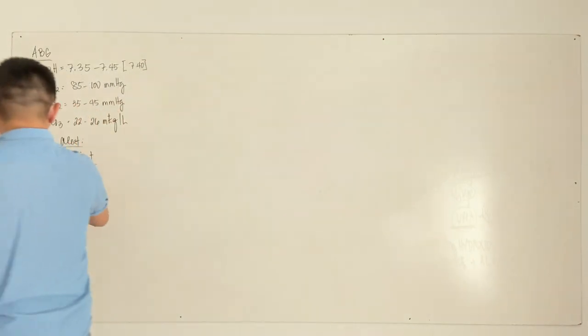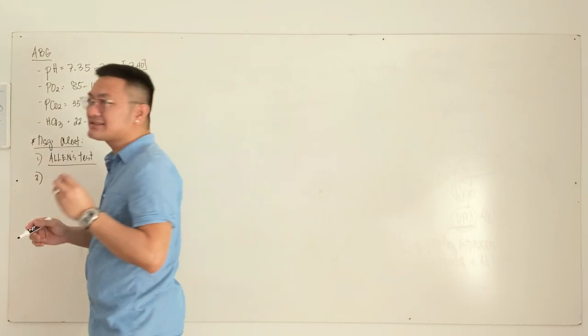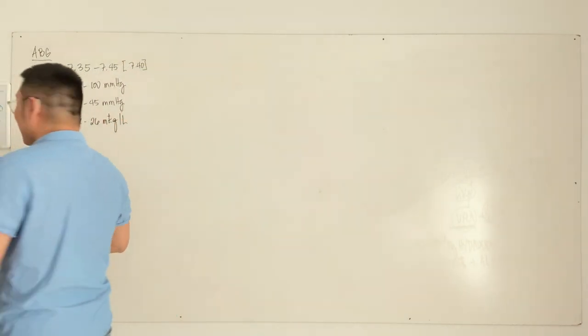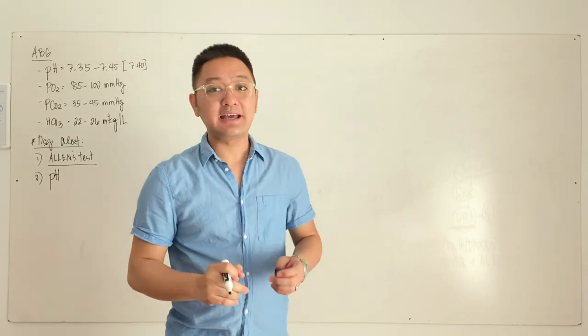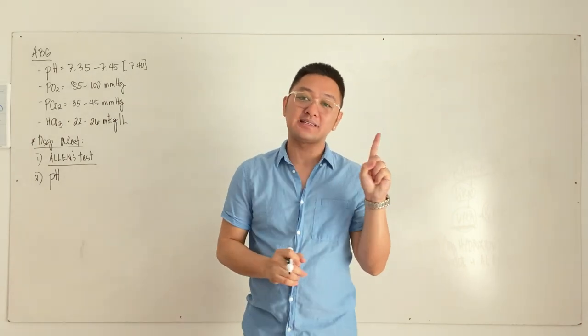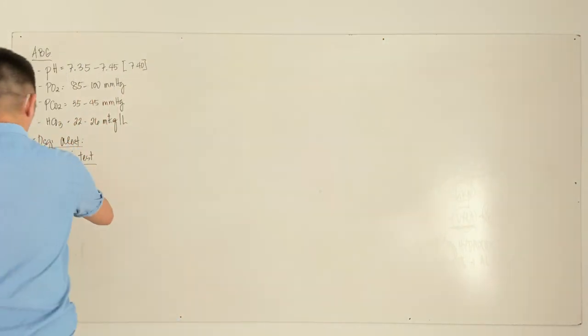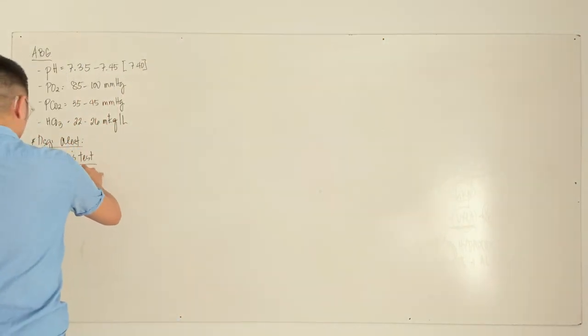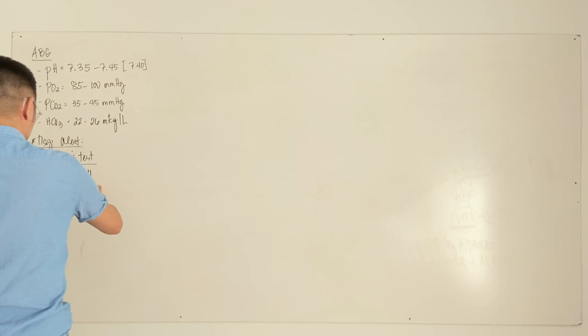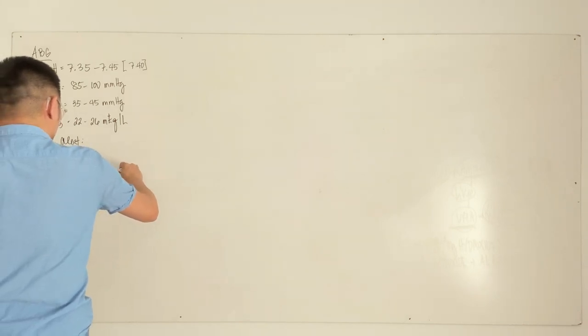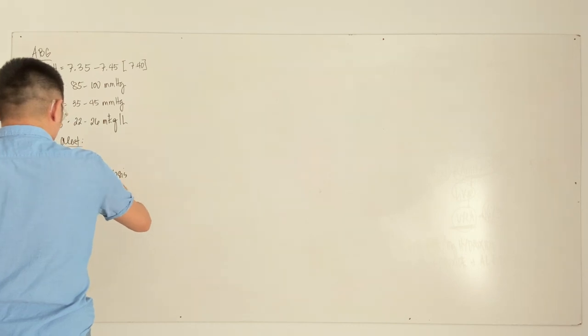Next, number two. Let's talk about pH this time. Remember, pH is potential hydrogen or power of hydrogen. An increase in the pH is alkalosis, a decrease in the pH is acidosis, correct? I hope you remember that.